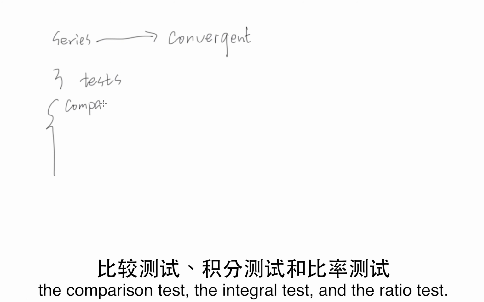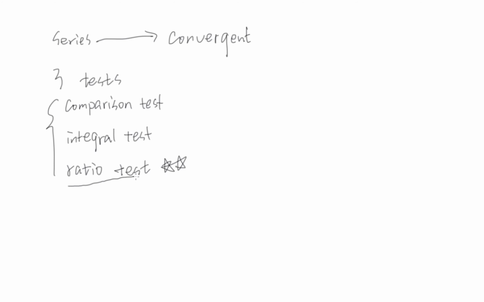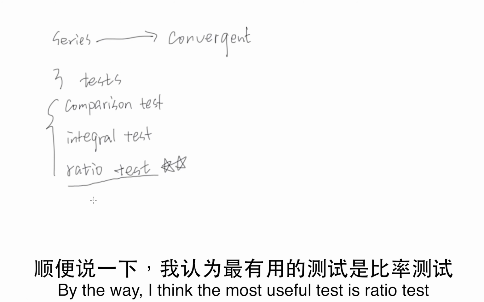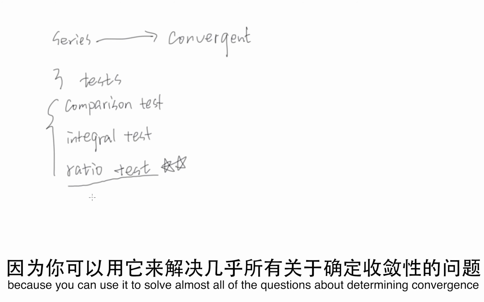the comparison test, the integral test, and the ratio test. By the way, I think the most useful test is the ratio test because you can use it to solve almost all of the questions about determining convergence.